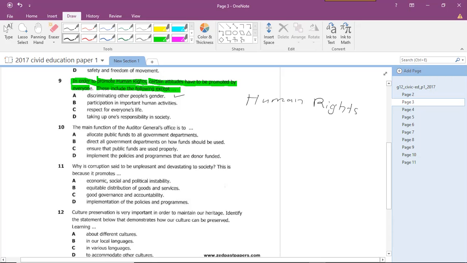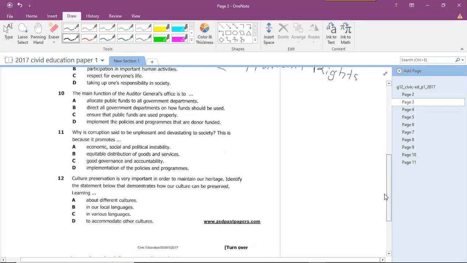So in order to promote human rights, all these attitudes have to be promoted, except. This is a very powerful keyword. You have to be careful when it comes to this. Except, so the wrong answer becomes correct. The wrong answer here is discriminating other people's gender. So this becomes the answer. Please be very, very careful when the examiner uses this word except. Every time you see except, the wrong answer becomes the correct answer. Here the wrong answer is discriminating other people's gender. This won't promote human rights, so it becomes the correct answer.